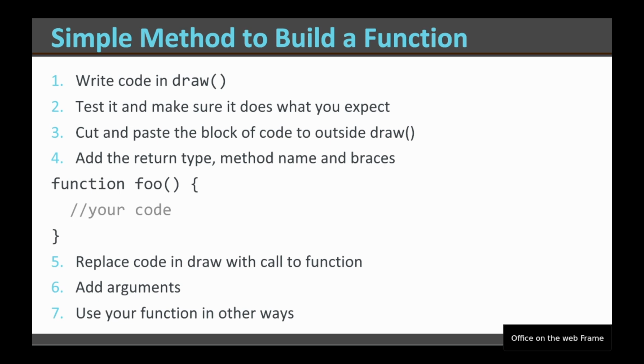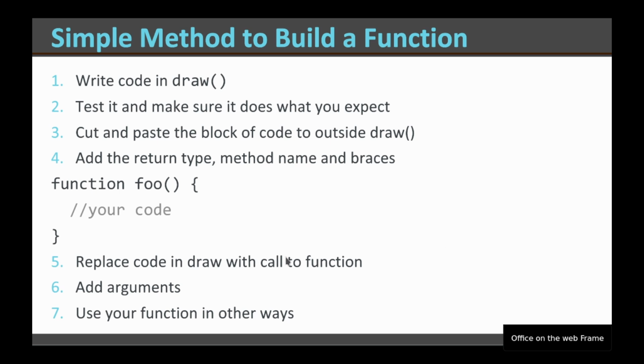So you want to make a little function. You can call it foo to start with, and then put your code in there that you just verified, that you saw worked in draw. And then replace that code in draw, comment it out, delete it since you already have it below, and then call your function.